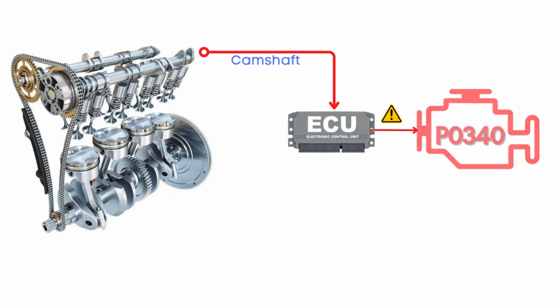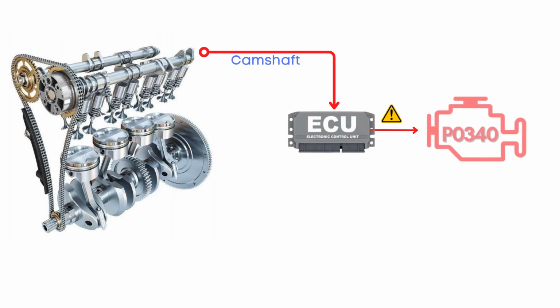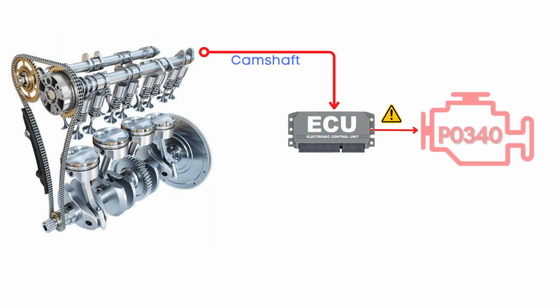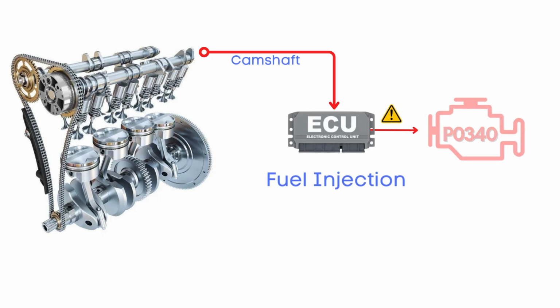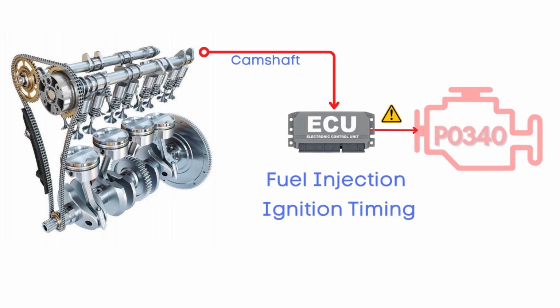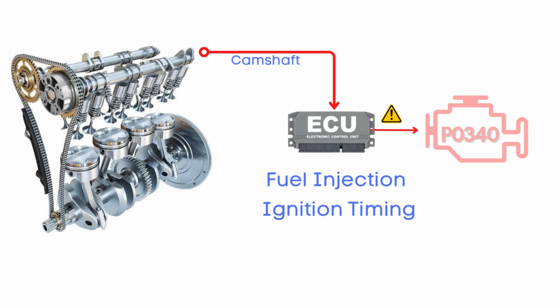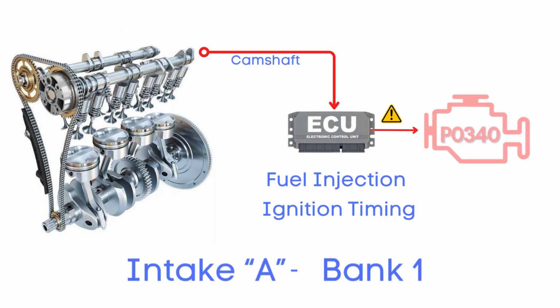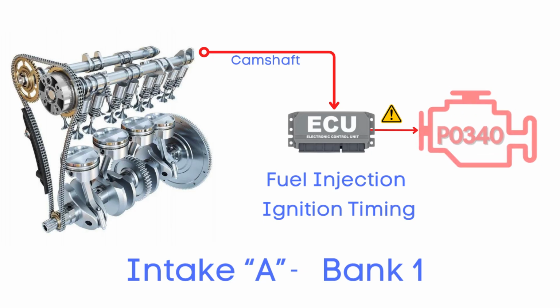Now, this sensor plays a super important role because it helps the ECM figure out the exact position of the camshaft, which it needs in order to manage fuel injection and ignition timing. It indicates an issue with the camshaft position actuator circuit for bank 1, specifically referring to the intake camshaft.